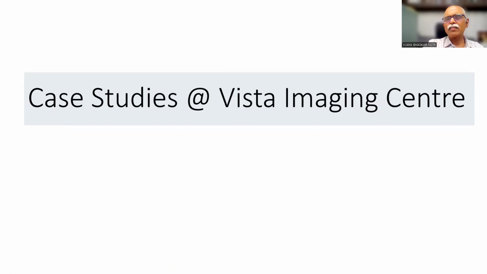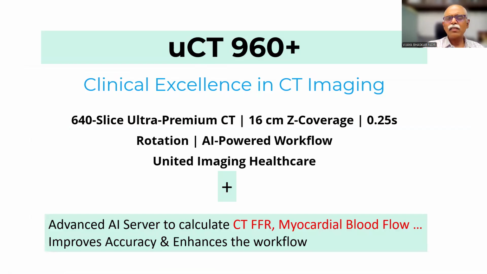Now let us look at some studies at Vista Imaging Center where I practice. Till now we have done about 25 stress myocardial perfusion studies. I'll show you some examples. This is done on a UCT 960 640 slice premium CT scanner using a 16 centimeter Z-axis coverage, 0.25 centimeter rotation, axial studies, and advanced AA server to calculate CTFFR and myocardial blood flow values.